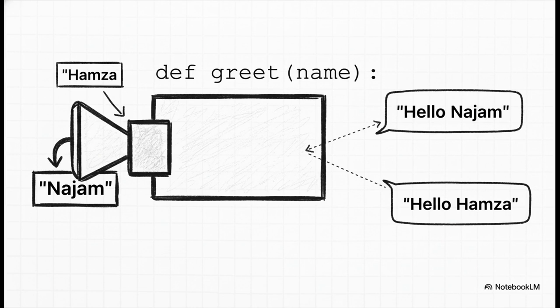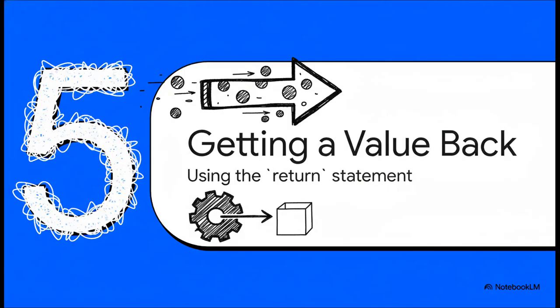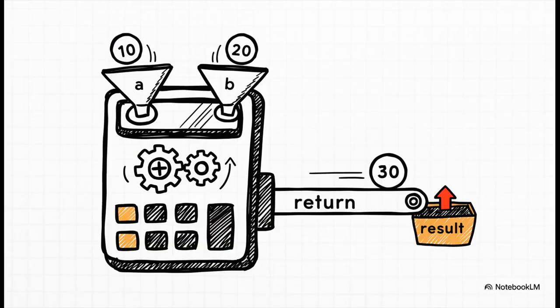That's reusability. So far, our functions have only done things, right? They've printed stuff to the screen. But what if we want a function to calculate something and then give us the answer back so we can use it later on? For that, we need the return statement. Take a look at this add2 function. It takes two parameters, a and b. Inside, it adds them together and stores the sum in a variable c. Then, and this is the key part, it uses the return keyword to send the value of c back out.